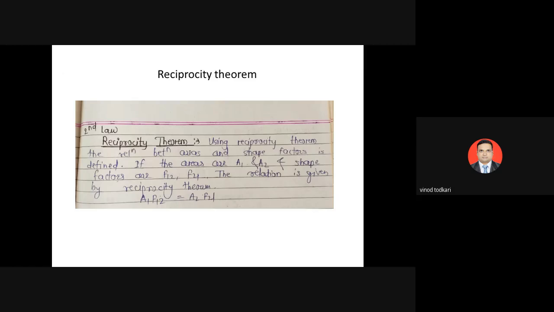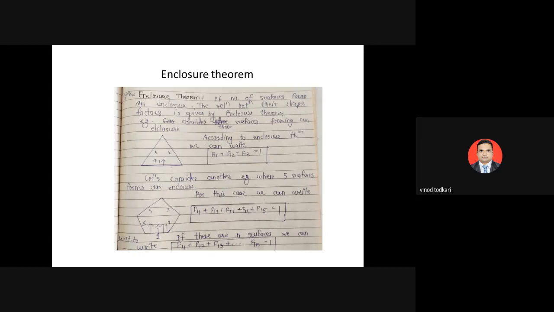If there are two areas A1 and A2, then their shape factors are linked by the equation A1 F12 is equal to A2 F21. Third is enclosure theorem. If n number of surfaces forms an enclosure, then we can write F11 plus F12 up to F1n. That summation will be equal to unity.